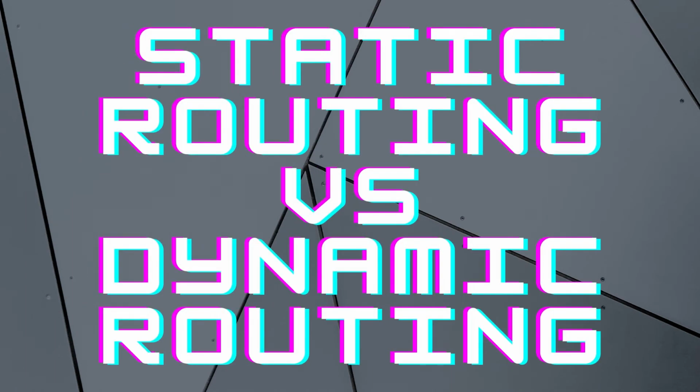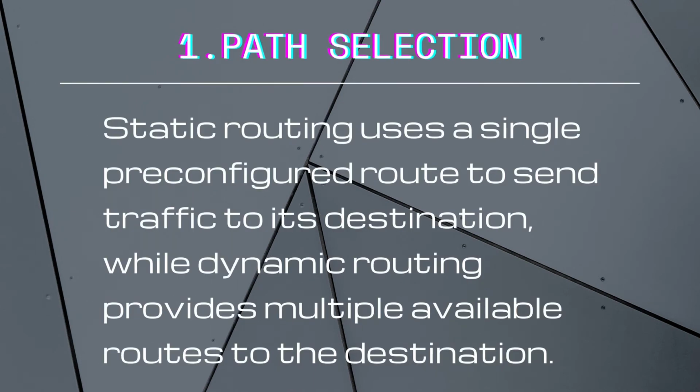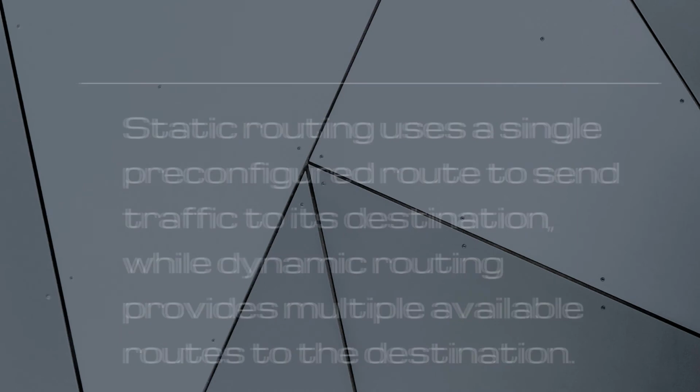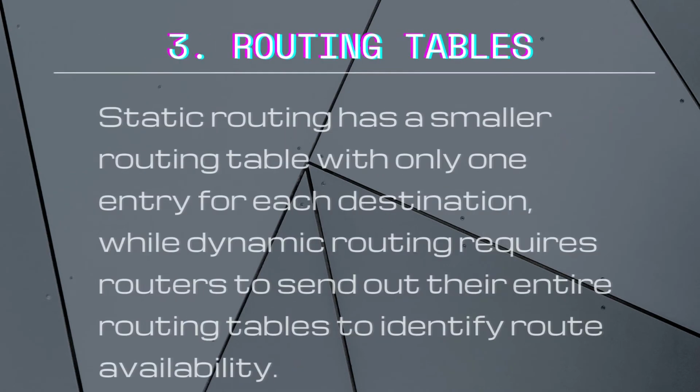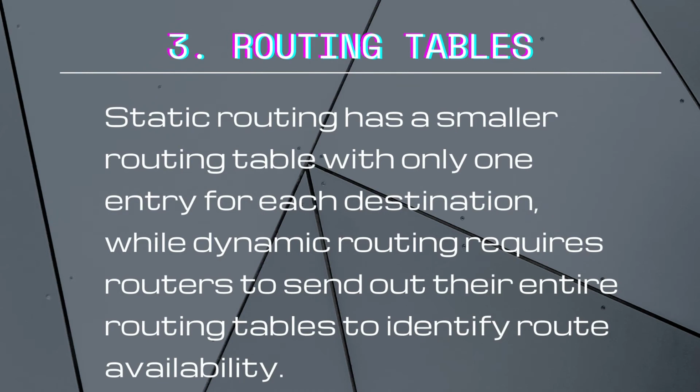Now, what are the differences between static routing and dynamic routing? First is path selection. Static routing uses a single pre-configured route to send traffic to its destination, while dynamic routing provides multiple available routes to the destination. Second is the ability to update routers. Network administrators must manually reconfigure static routes in order to adjust routes. Dynamic routing uses algorithms to automatically update with the preferred route change. Third is routing tables. Static routing has a smaller routing table with only one entry for each destination, while dynamic routing requires routers to send out their entire routing tables to identify route availability.